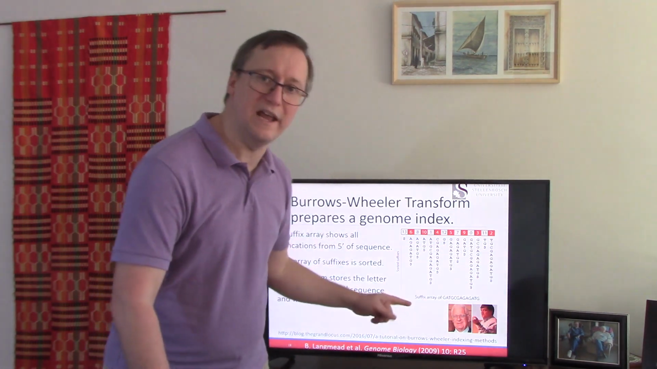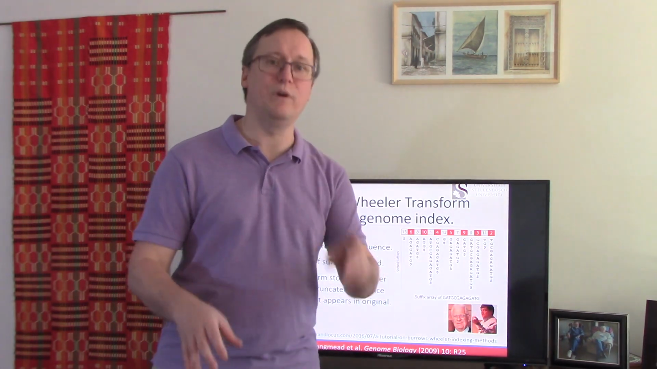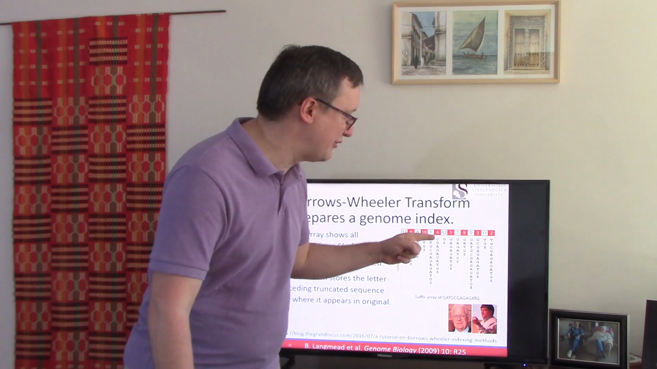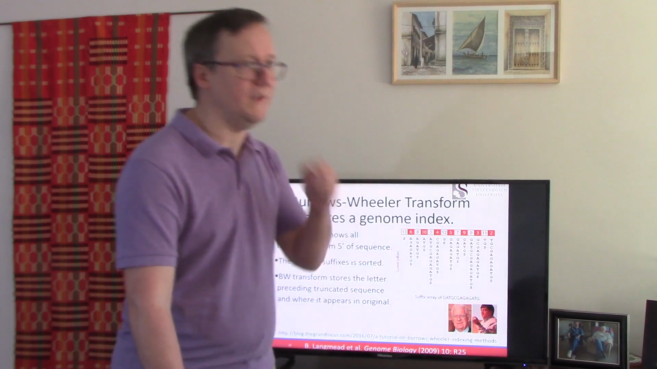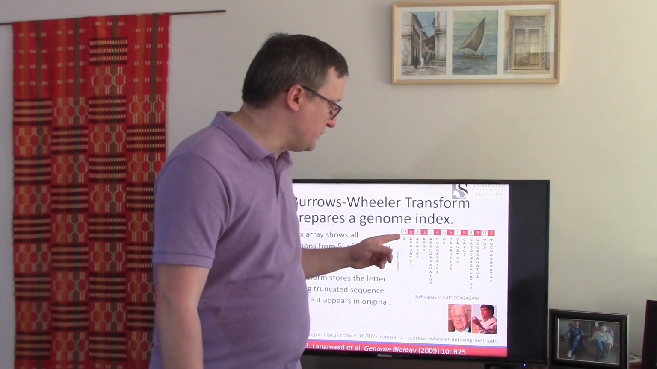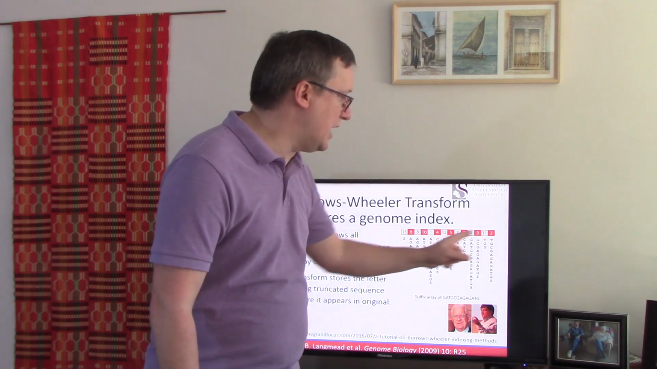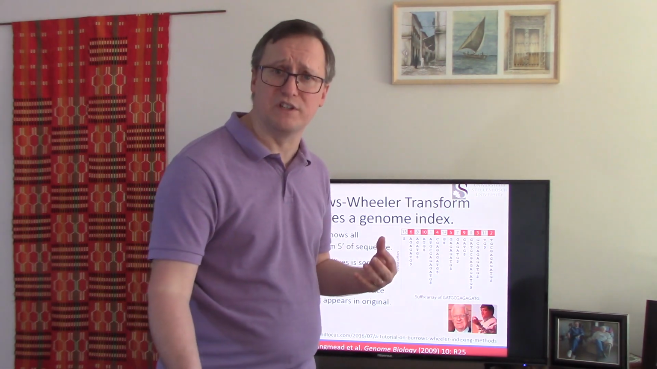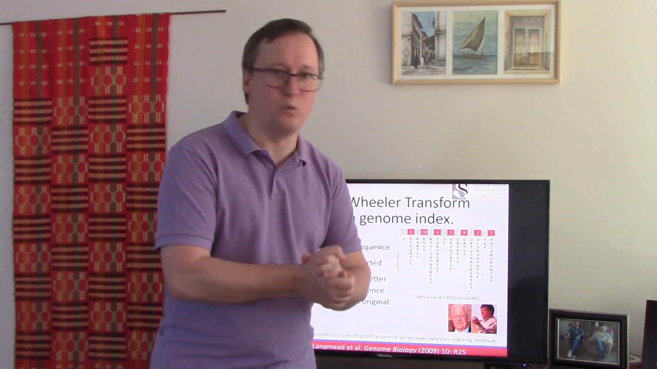All right, so we can find every suffix of this sequence represented in this array, and we've sorted it alphabetically. So all of the A sequences appear before all of the C sequences, which appear before all of the G sequences, etc. What Burrows and Wheeler realized was that if you are able to retain just the letter that comes before each of these suffixes and what position they occupy within the sequence, you're able to reconstruct the original sequence from the suffix array, and you're able to compress the heck out of the sequence. Just compress it way, way down.